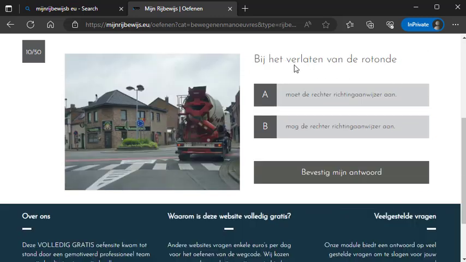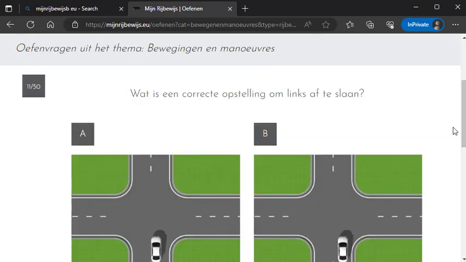The question is, when you are leaving a roundabout, option A is you must use your right indicator. Option B is you are allowed to use your right side indicator. You must. It's a mandatory thing when you are leaving a roundabout. The next question says, what is the correct position if you want to turn left?